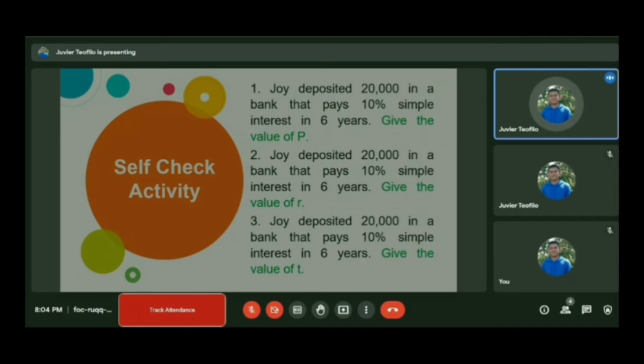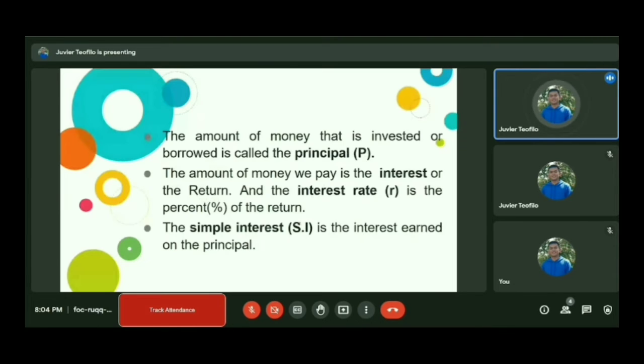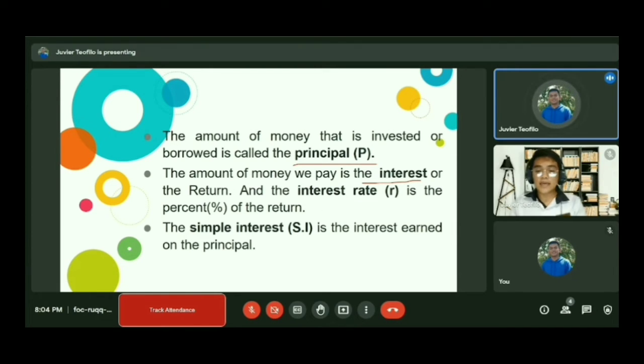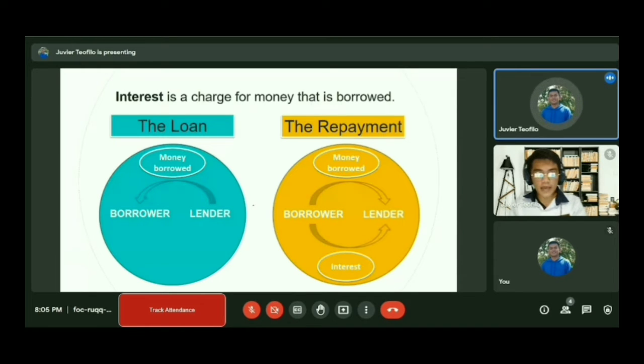So I have here some definitions. The amount of money that is invested or borrowed is called the principal. Take note of that. The amount of money we pay is the interest or the return. The interest rate, which is R, is the percent of the return. And simple interest is the interest earned on the principal. Can anyone in the class define what interest is? Very good. As you say, interest is a charge for money that is borrowed.